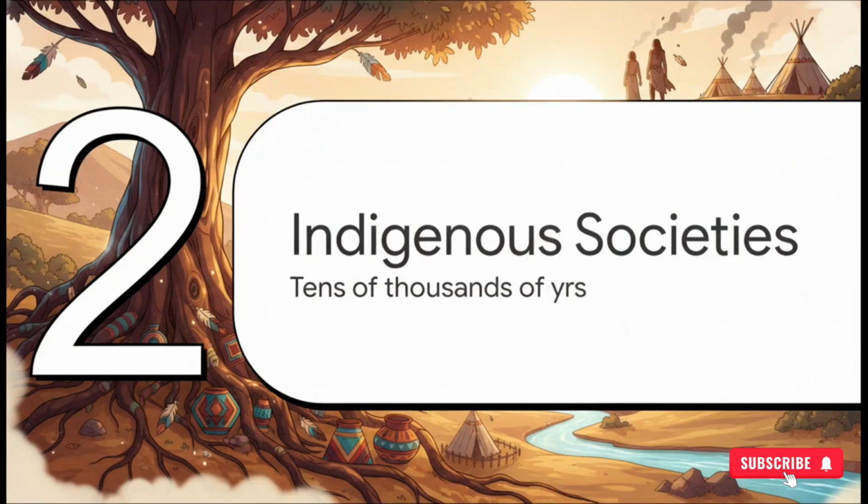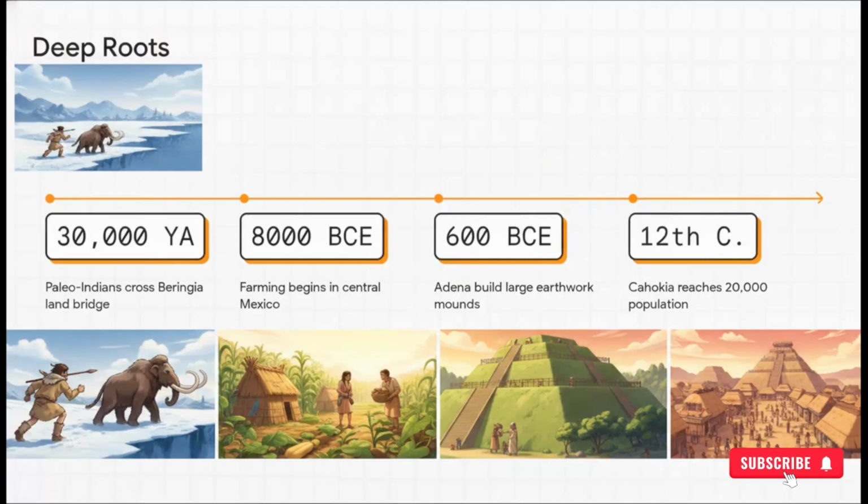Which brings us to Section 2, the deep roots of indigenous societies, going back tens of thousands of years. You know, this foundation is incredibly ancient. Human presence dates back maybe 30,000 years ago, when Paleo-Indians crossed the Beringia land bridge from Eurasia, hunting Ice Age megafauna like mammoths. Then farming kicks off around 8,000 BCE. Jump to 600 BCE, and the Adena culture is constructing these massive earthwork mounds. And by the 12th century, the Mississippian city of Cahokia, which was right near modern-day St. Louis, reached an estimated population of 20,000 people.